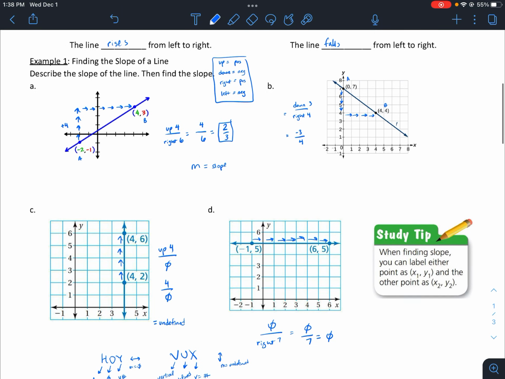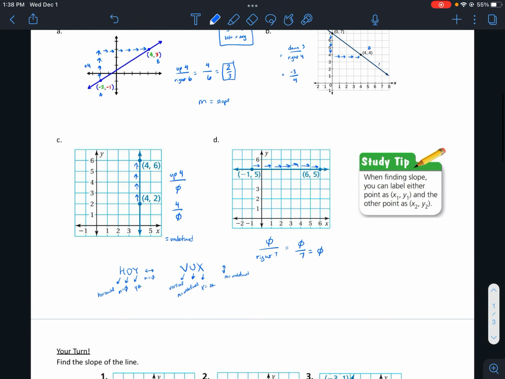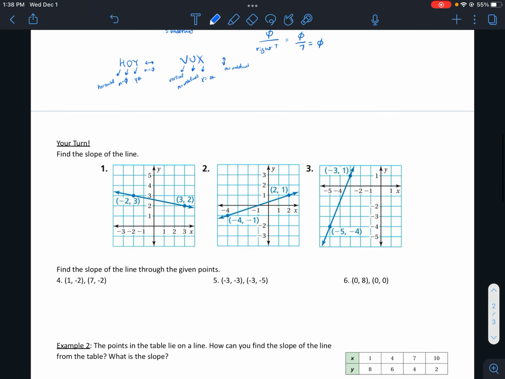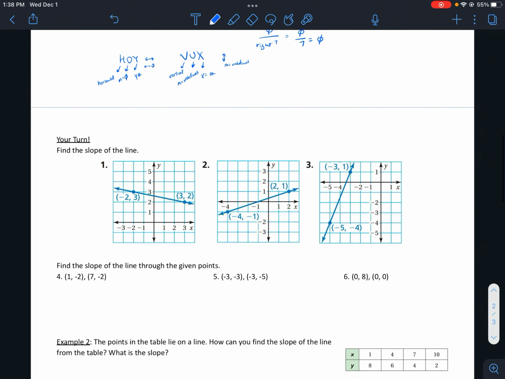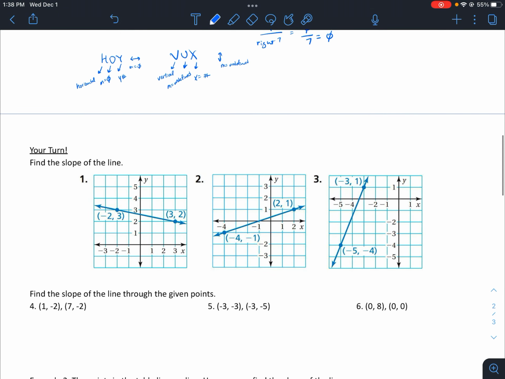All right, so this is how you use rise over run for graphs to find your slope. So why don't you work on 1 through 6 on your own? Excuse me, just 1 through 3 on your own. And then we're actually going to do 4 or 5 together. And then I'll let you do 6 on your own afterwards. So just 1, 2, and 3. And then we'll do 4 and 5 together.